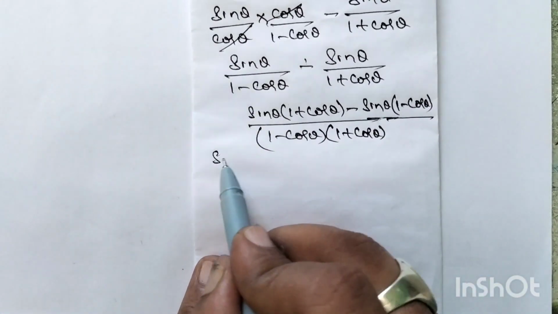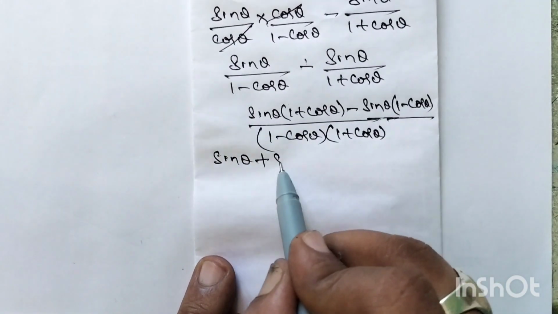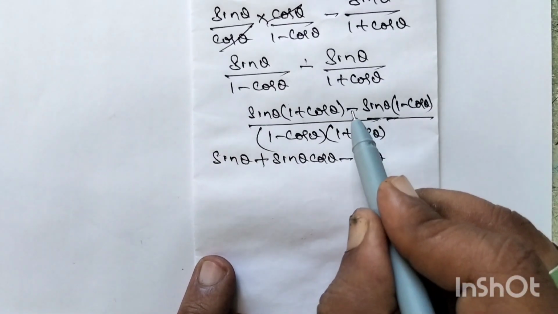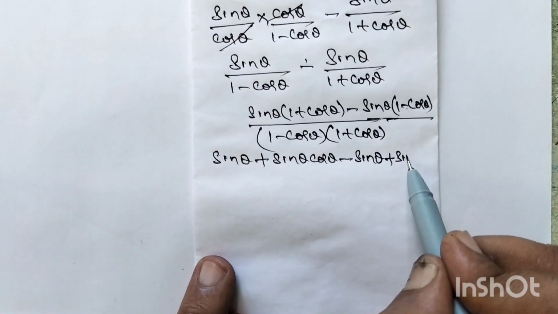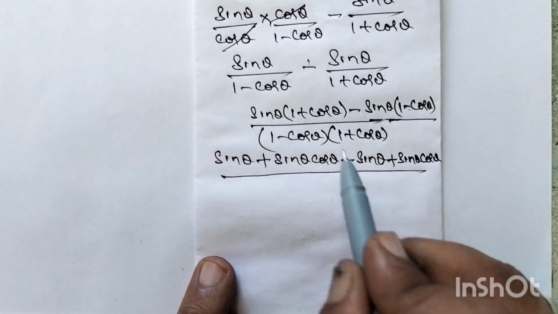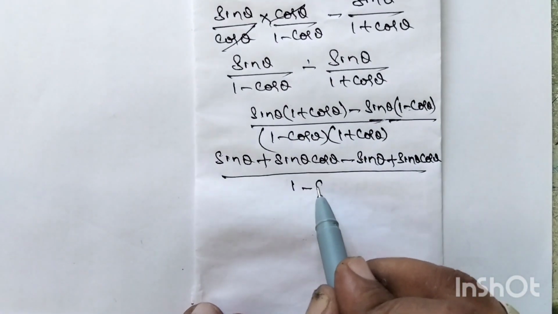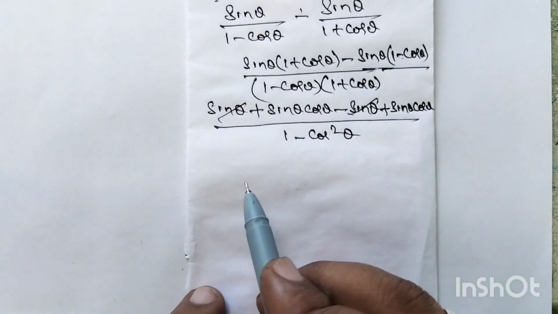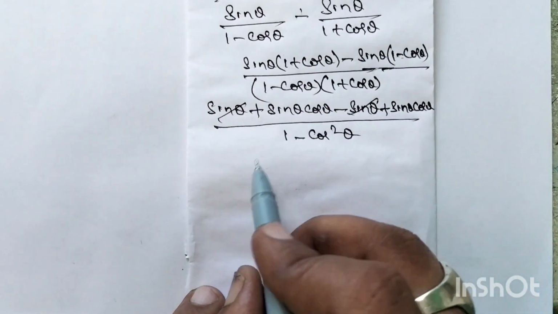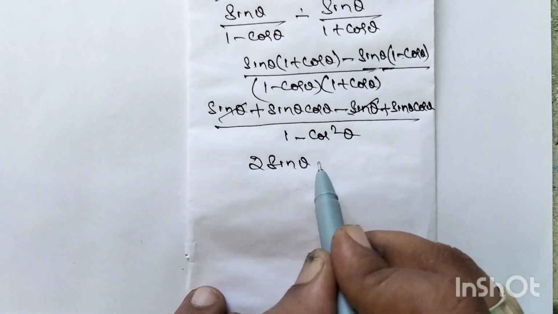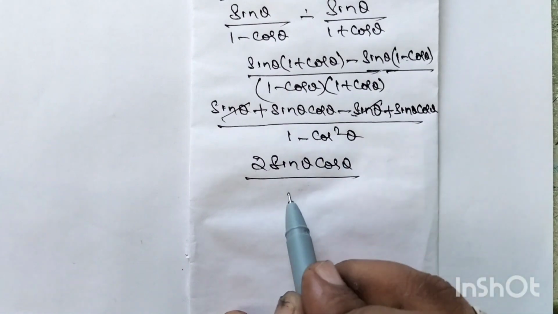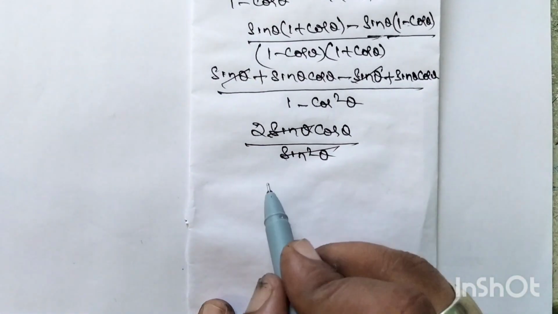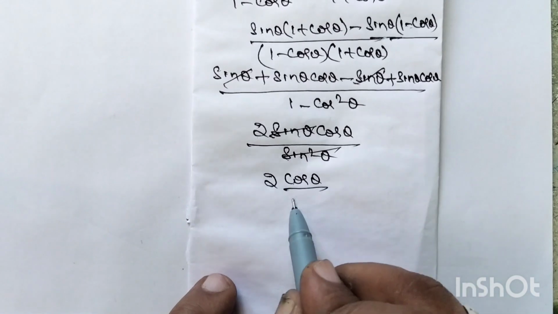Sin theta times 1 becomes sin theta plus sin theta into cos theta, minus sin theta times 1, sin theta, minus into minus plus sin theta cos theta, divided by a plus b into a minus b, 1 minus cos square theta. Now plus sin theta minus sin theta cancelled. Sin theta cos theta plus sin theta cos theta becomes 2 sin theta cos theta divided by 1 minus cos square theta, which becomes sin square theta.